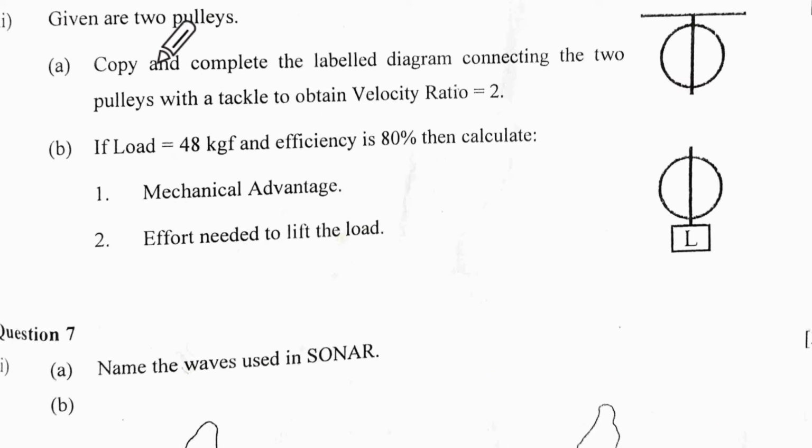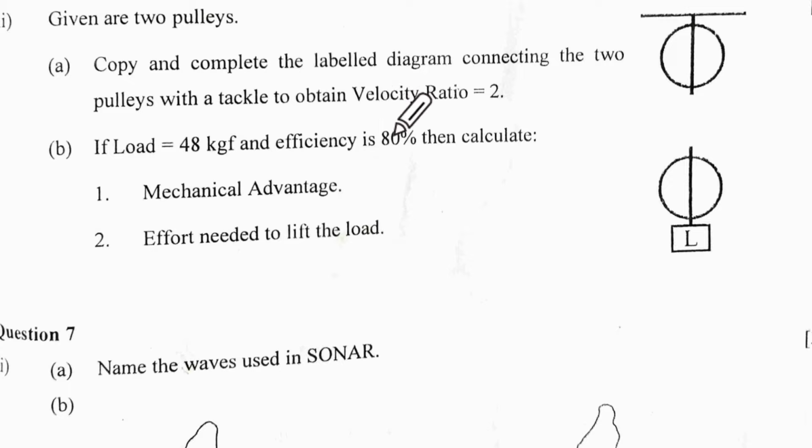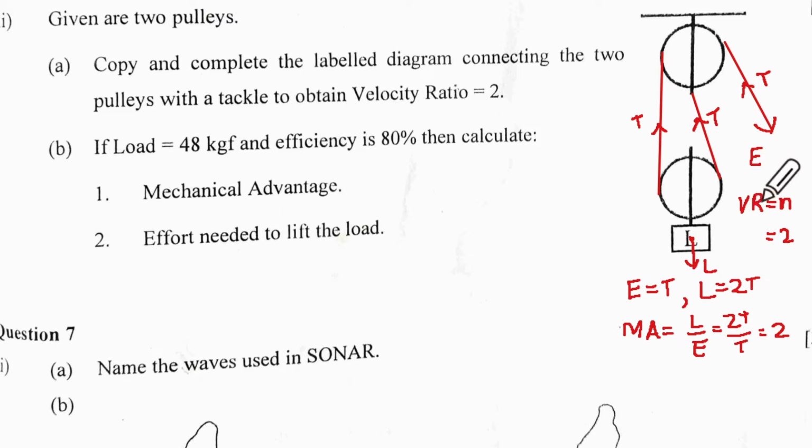Now we come to the third subpart. There are two pulleys given here. Copy and complete the labelled diagram connecting the two pulleys with a tackle to obtain a velocity ratio equal to 2. Now you can see there are two pulleys. When you copy, make sure that you are drawing this. Okay, this is the rigid support. It's important to mention this. Velocity ratio 2 will be possible if the effort is in vertically downward direction. Okay, so this is how the diagram will be.